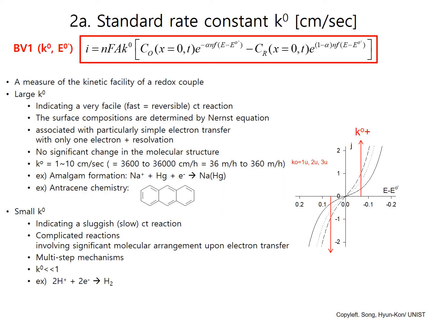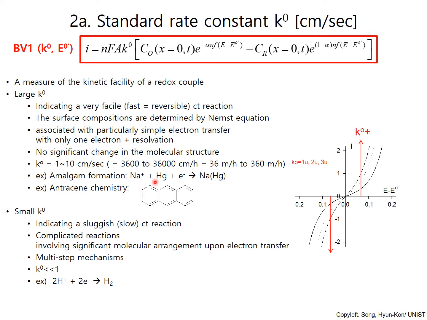So I have said the Butler-Volmer equation has two parameters. The first one is k0 here, and the second one is alpha. So you should understand the physical meaning of those two important parameters. Here, the first one is the standard rate constant k0. The unit of the standard rate constant is centimeter per second. This is the unit of velocity, so you can understand this is a measure of the electron transfer velocity or speed.